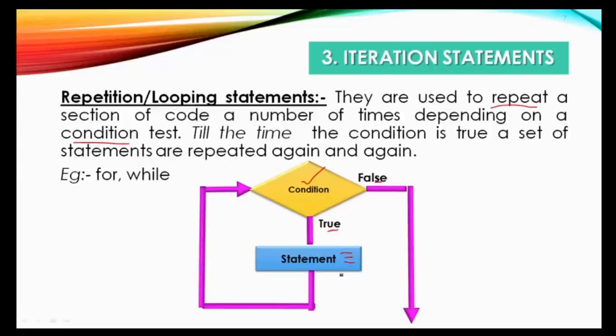After executing once, the condition will be evaluated again, and if it is true, the statements will be executed again. As long as the condition is true, the set of statements is repeated again and again. If the condition evaluates to false, the repetition stops and the program will end. So this type of execution is called iteration statement, that is, repeating a set of statements based on a condition test. Examples are for and while.